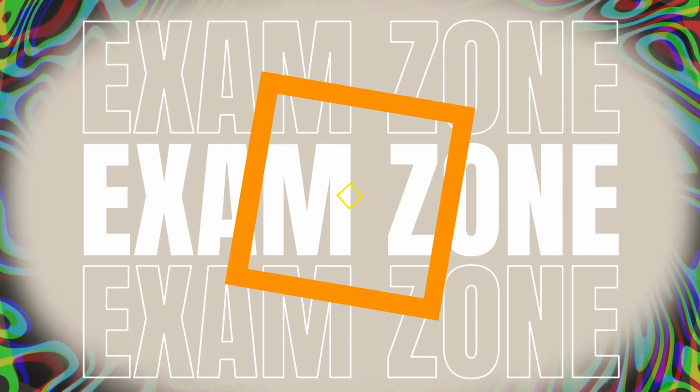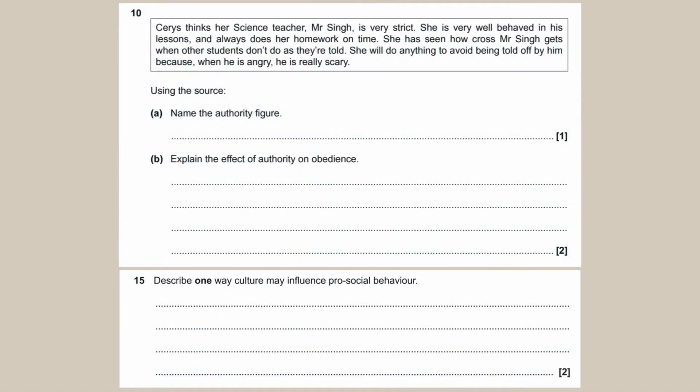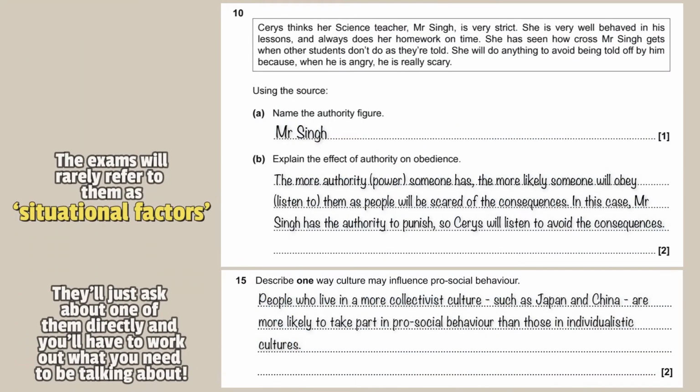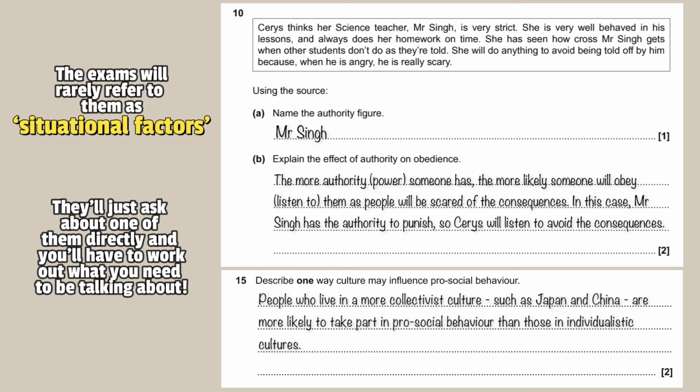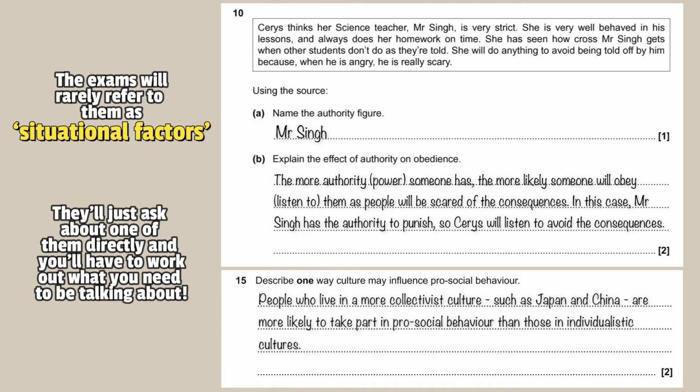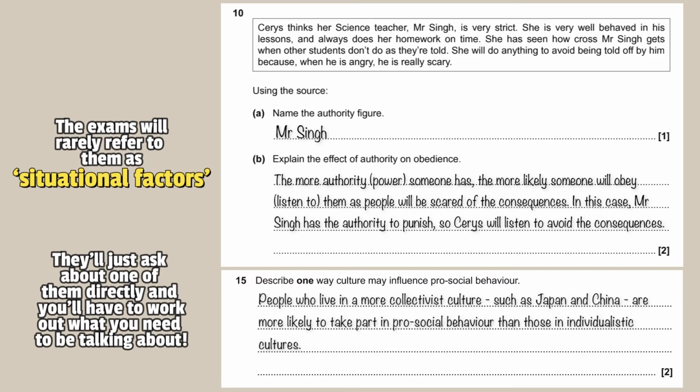And finally, we come on to the real examples of some exam questions in the exam zone. Please pause the video and give this a real go before I put the answers on the screen. Now, as you can see, a really important top tip for you to remember is the fact that nowhere on this screen does it say situational factors, and it's actually really rare that they refer to anything to do with situational factors. They usually just ask you about the factor itself, so you're going to have to put 2 and 2 together and spot what the question's asking you about.